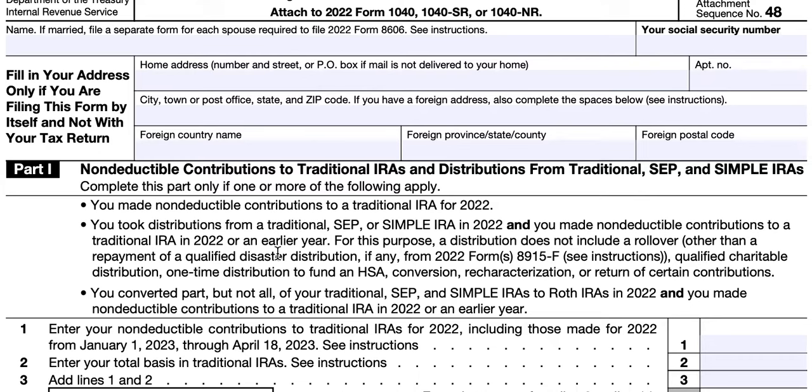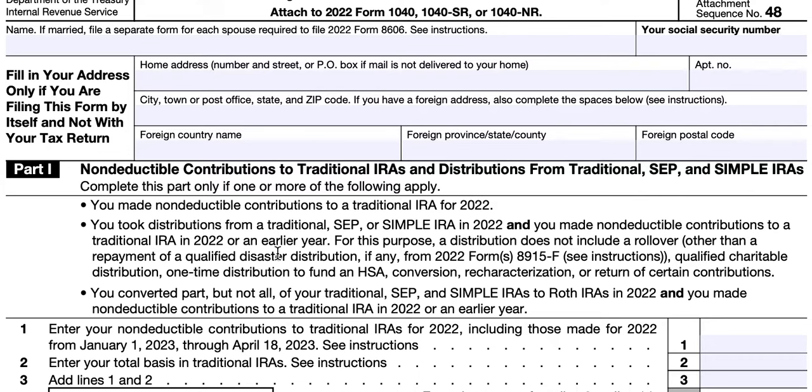So in part 1, you only need to complete this part if one of the following applies. Either you made a non-deductible contribution to a traditional IRA for the year. This might happen because you have an employer-sponsored, or your spouse might have an employer-sponsored retirement plan, an ERISA plan such as a 401k or 403b, and is an active participant in that plan, and you exceed certain income limits.